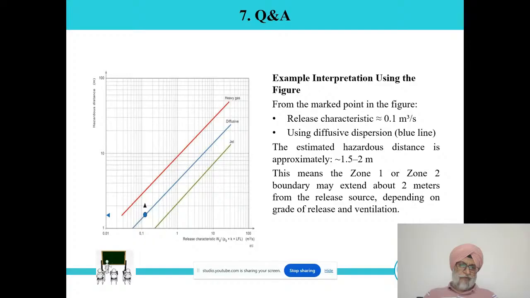Considering the 0.1 release rate here, if you check, our hazardous radius is between 1.5 and 2. So we can consider 2 for the worst case. The estimated hazardous distance is approximately 1.5 to 2 meters from the graph. This means the zone 1 or zone 2 boundary may extend about 2 meters from the release source, depending upon the grade of release and ventilation. So this is how we interpret it.